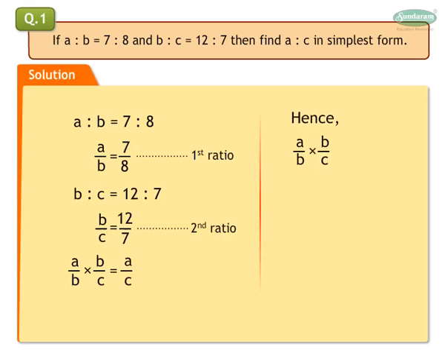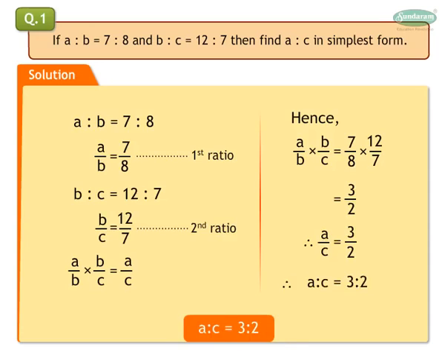Therefore, A upon B into B upon C is equal to 7 upon 8 multiplied by 12 upon 7, which is equal to 3 upon 2. Therefore, A upon C is equal to 3 upon 2. Therefore, A is to C is equal to 3 is to 2.